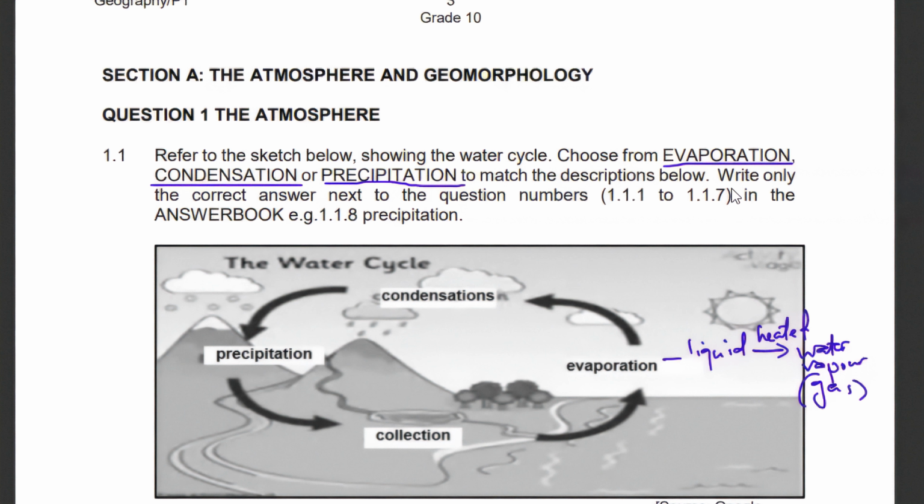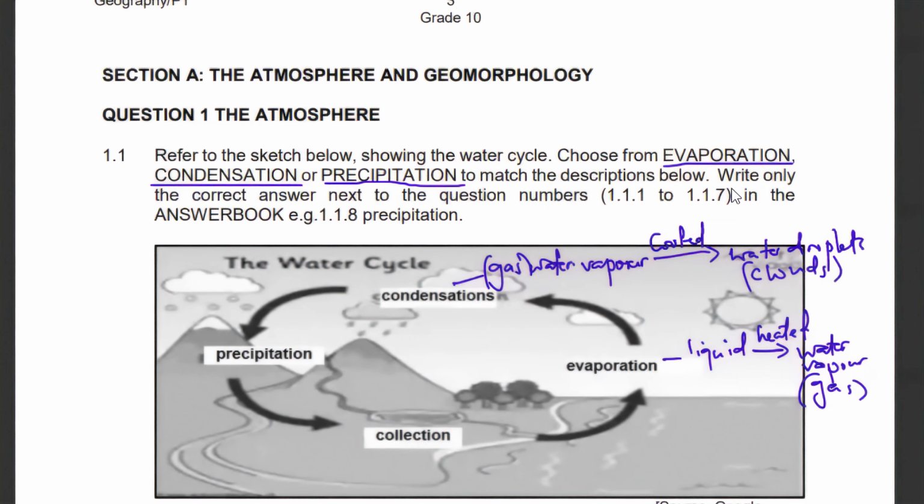Then condensation: we are saying it's a gas, which is our water vapor. What happens to the water vapor? When the heat is reduced, when it's cooled, it becomes water droplets. The water droplets are the ones that we see as clouds. If the water vapor is cooled in the upper atmosphere, it changes from being a gas and becomes water droplets, which results in us seeing clouds in the atmosphere.